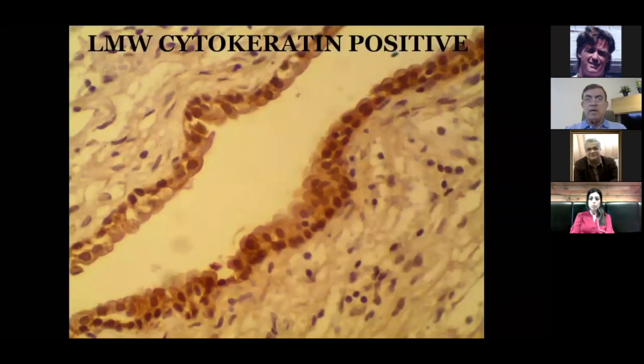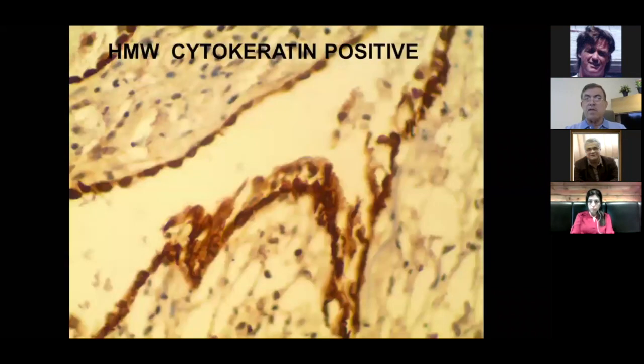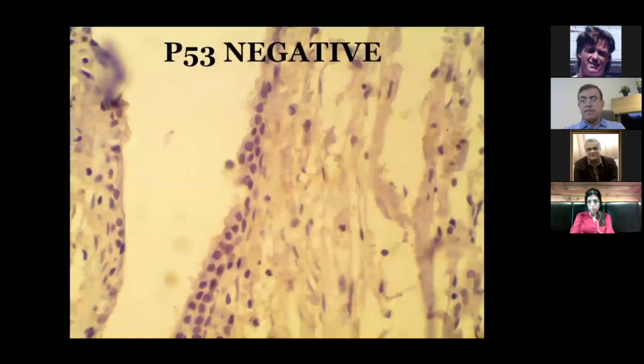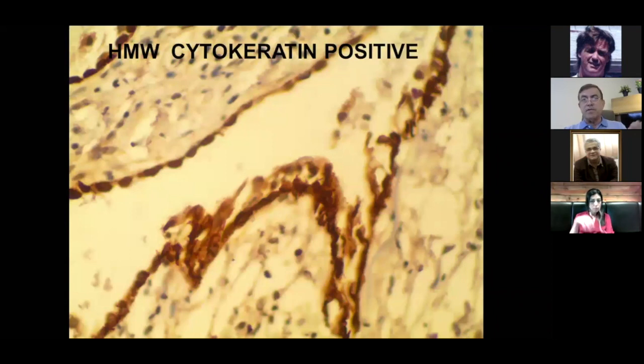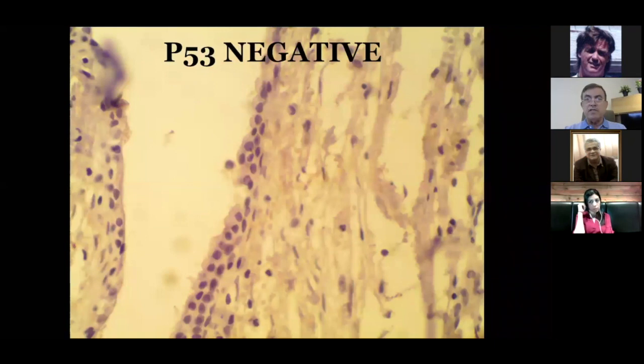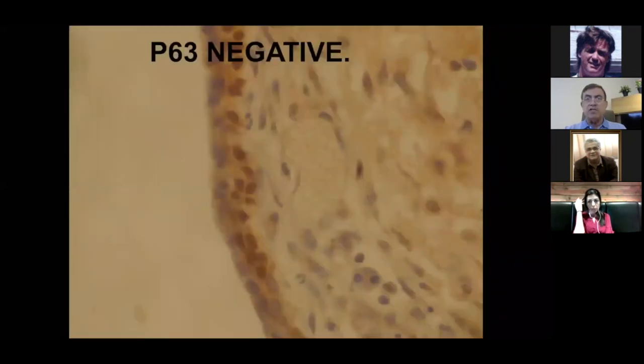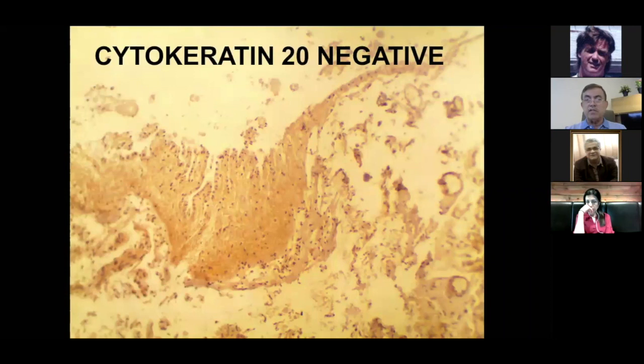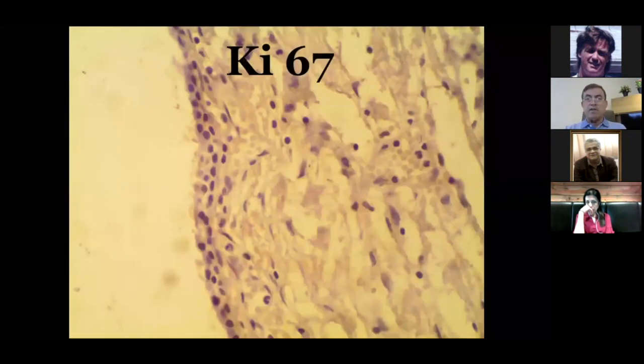The lower molecular weight cytokeratin is positive. The high molecular weight is positive. These are very important landmarks for these cysts, for the colloid cysts. P53 is usually negative. P63 is usually negative. And cytokeratin 20 is definitely negative. So all the cytokeratins are positive, except for cytokeratin 20. And this is what we reported to the American Academy of Pathology. Usually the Ki-67 is very low because this is a very, very benign lesion.